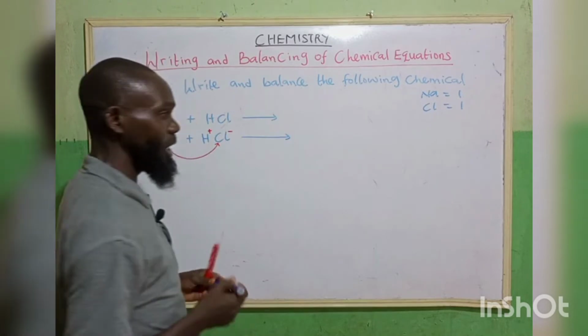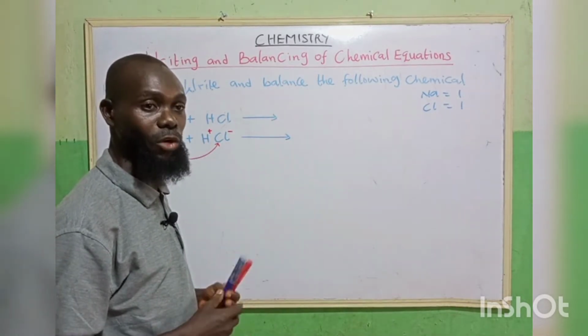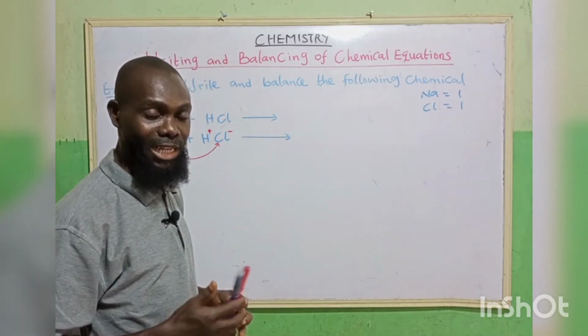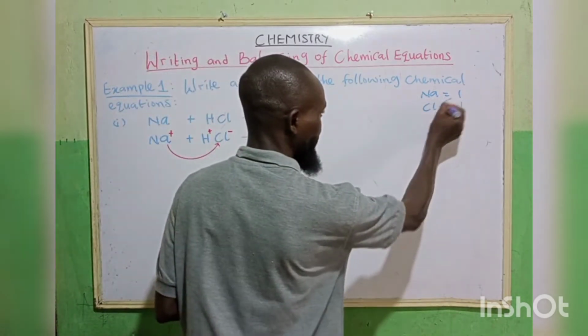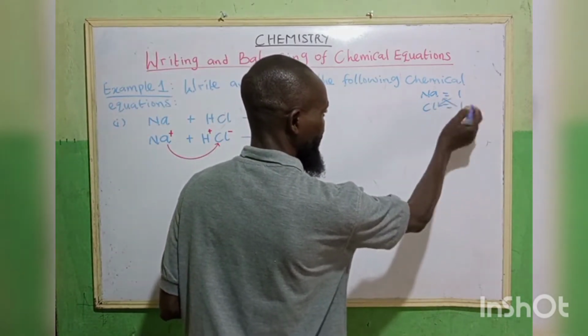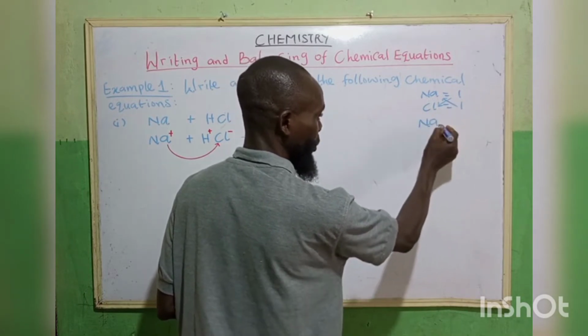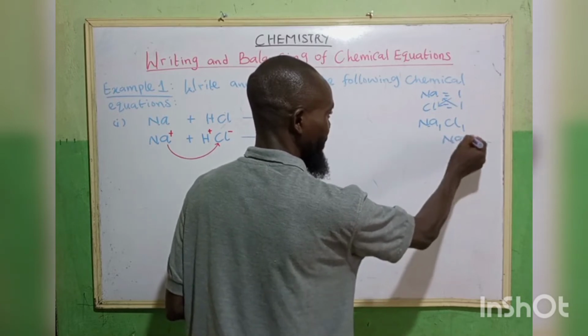If you are not clear about this, you can quickly go into the writing of chemical formula that we have done in this class. Now, the next thing is you cross multiply. This one will come here. We are going to positive first, Na. So 1 is coming, then Cl, 1 is coming. So this one will be NaCl.